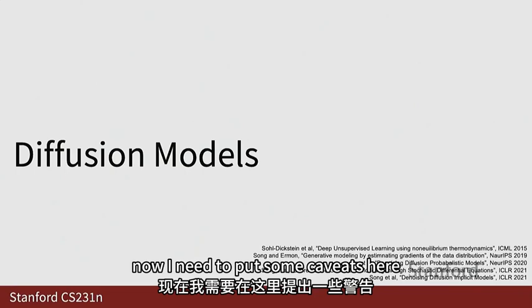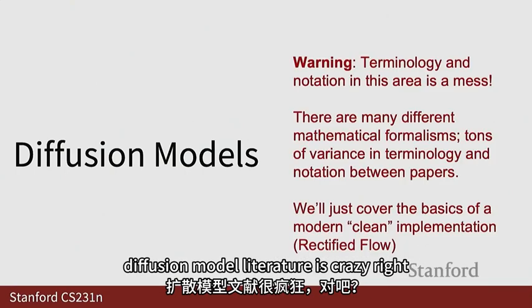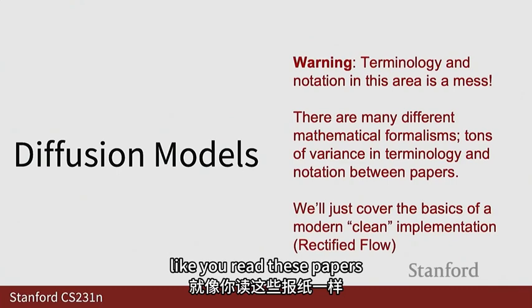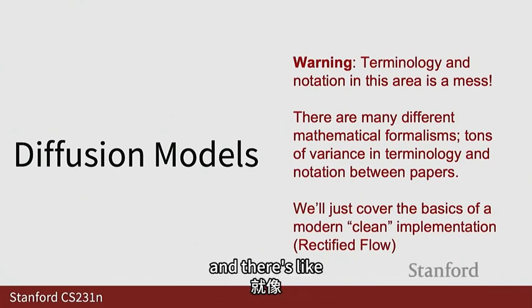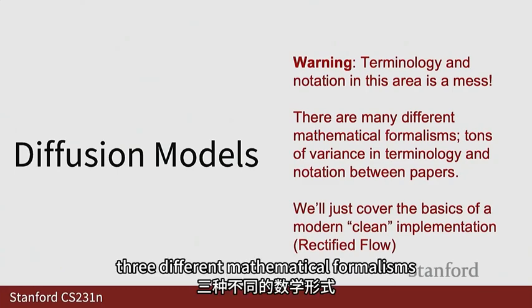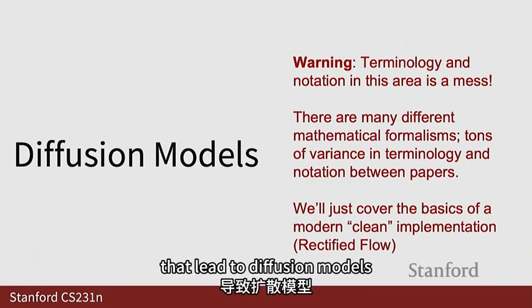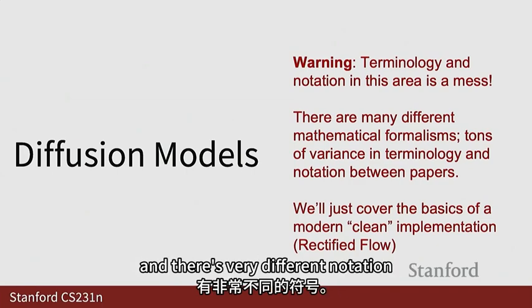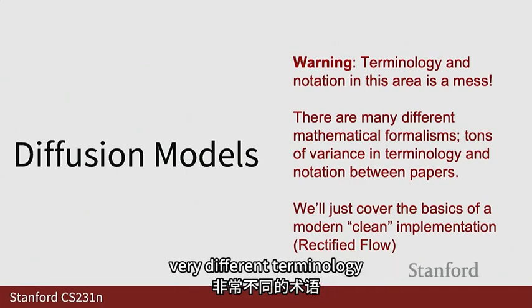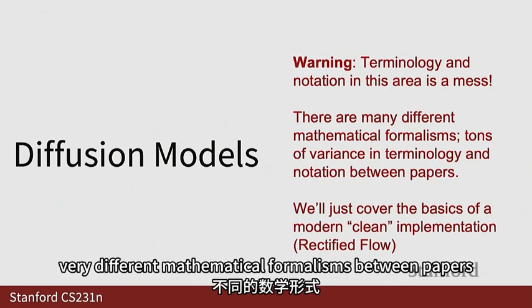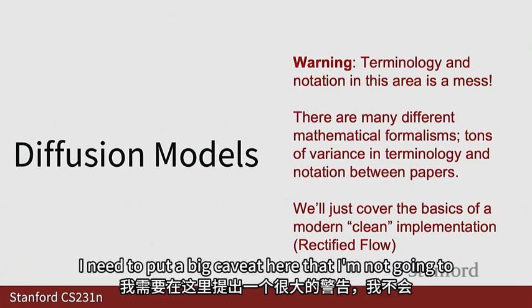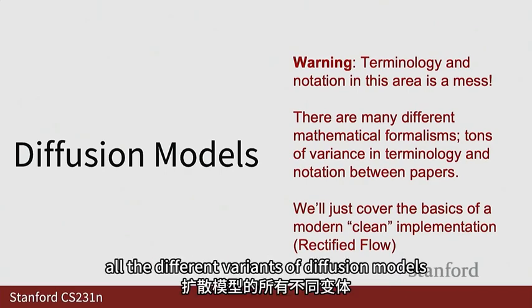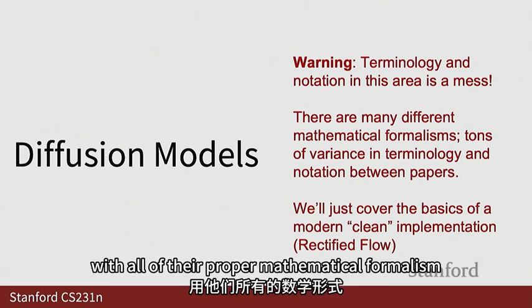Now, I need to put some caveats here. The diffusion model literature is crazy, right? You read these papers, they go through 5 pages of math before they tell you at all what's going on. And there's 3 different mathematical formalisms that lead to diffusion models that are all very different mathematically. There's very different notation, very different terminology, very different mathematical formalisms between papers. So this is a sub-area that's crazy. I need to put a big caveat here that I'm not going to cover fully all the different variants of diffusion models with all of their proper mathematical formalism.